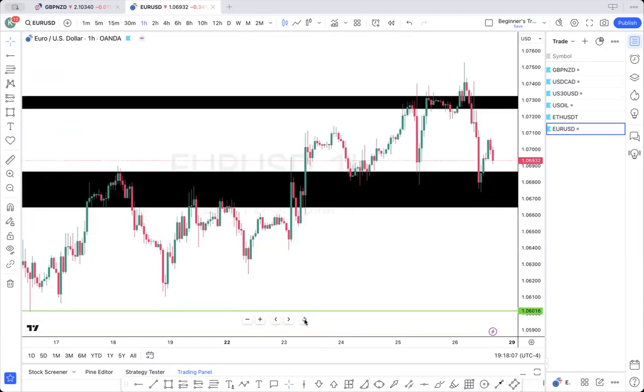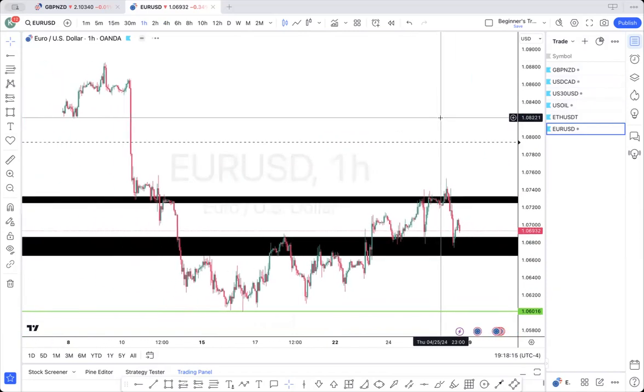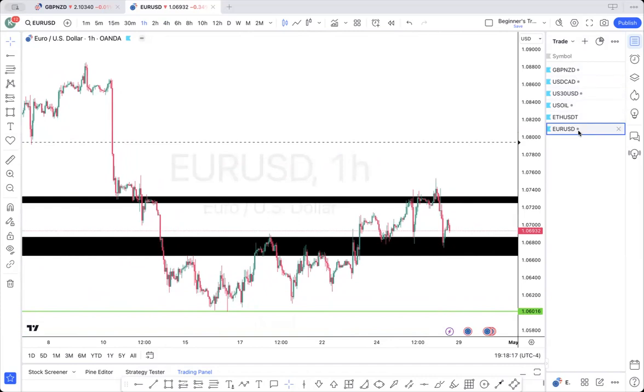So those pairs, 1, 2, 3, 4, wait a minute, 1, 2, 3, 4, 5, 6 pairs, or 6 instruments, or 6 assets are what I'm going to be looking for next week.